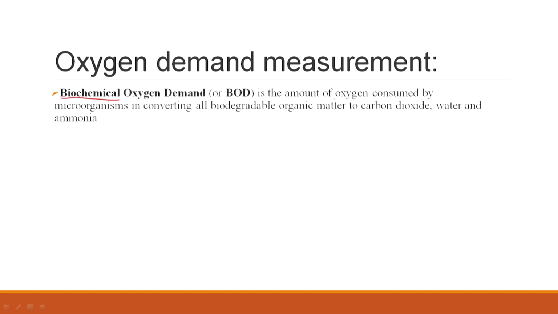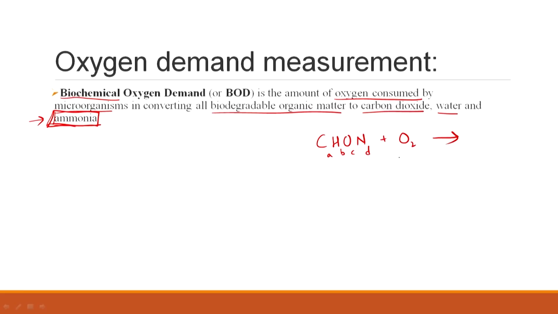It is the amount of oxygen consumed by microorganisms in converting all the biodegradable organic matter to carbon dioxide, water and ammonia. Keep in mind, this is a technicality. We are not talking about nitrate or such, but with respect to ammonia, let us say. So, you have C, H, O and N, and you have oxygen, and that is going to lead to CO2 plus H2O plus ammonia.